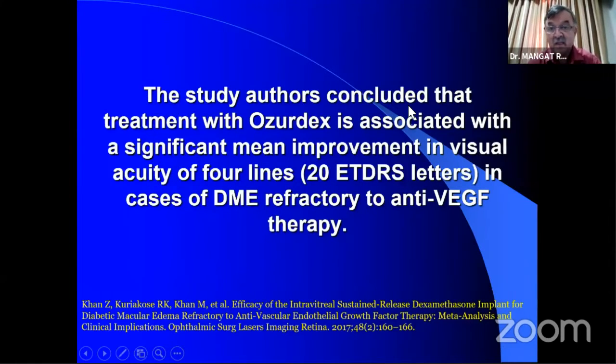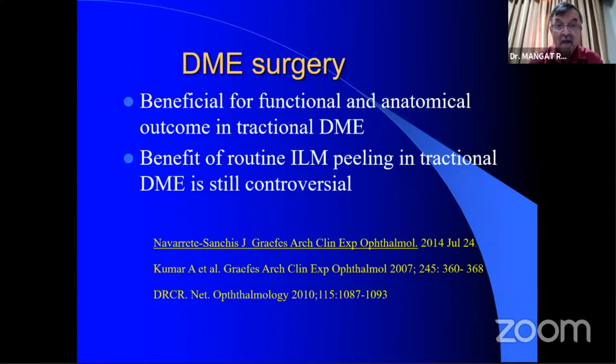The study here has concluded that treatment with Ozurdex is associated with a significant improvement in visual acuity of 4 lines, 20 ETDRS letters, in cases of DME refractory to anti-VEGF therapy. That is the case I have shown. And what about DME surgery? I think it is beneficial for functional and anatomical outcome.